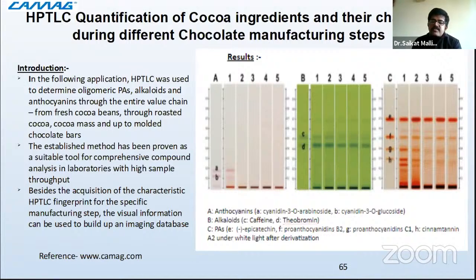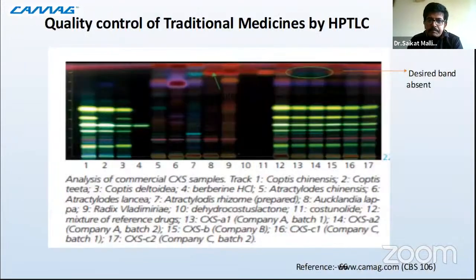So this is just an example to depict the same thing, but during a manufacturing process. Imagine a herb has entered a factory, it is being processed, and now a formulation is made out of it. And this is how you monitor what is happening at each particular step.